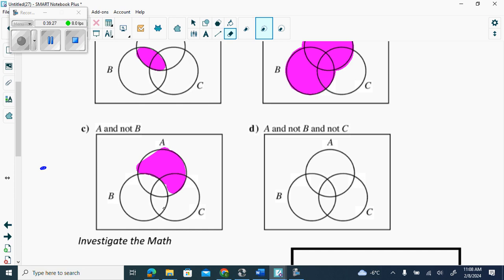Now I want A, but not B, but not C. Okay, cool. I have an eraser still. Oh, my highlighter's coming out. Okay. Cool. So I have A, but not B. Okay, by B. But not C. Okay, by C. What's that a fancy way of saying? Just A only. Right? All right.